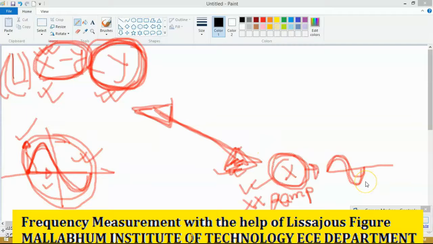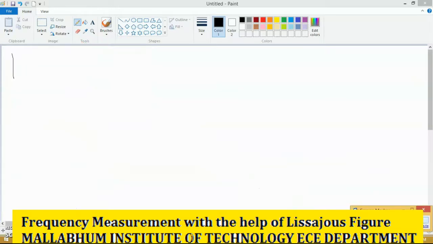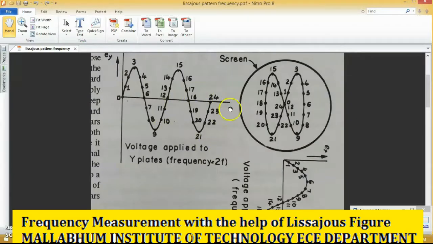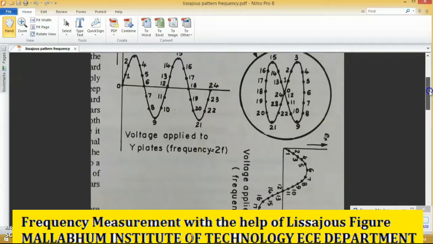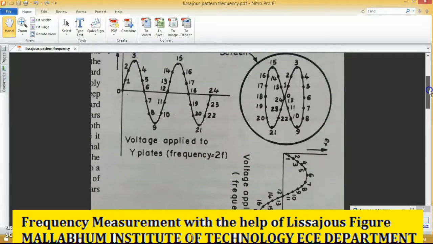Now we have discussed how frequency can be measured with the help of the Lissajous figure, and the Lissajous figure appears when the CRO is operated in the XY mode. So just look at this figure. This is the base figure from which we discussed how frequency can be measured.